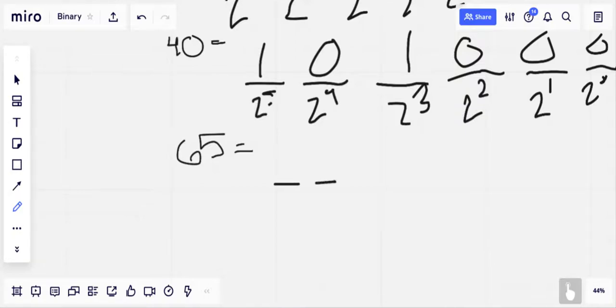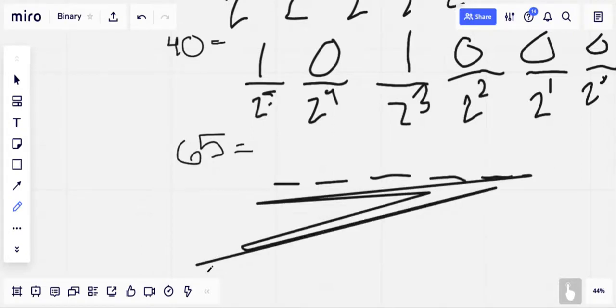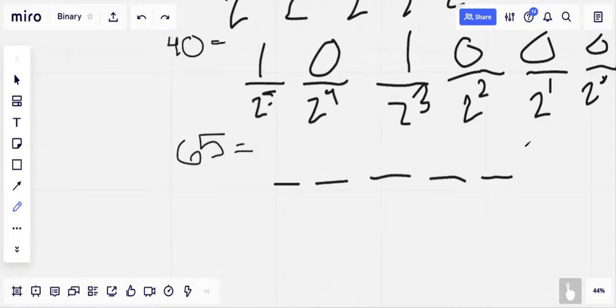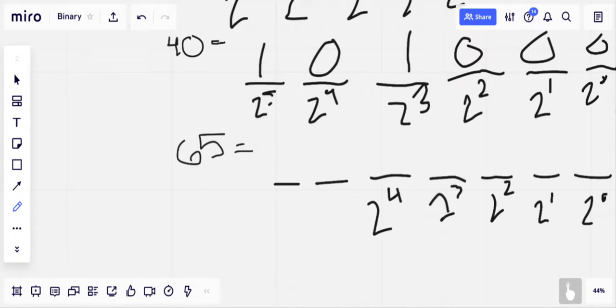So let's again draw the placeholders: 2 to the power 0, 2 to the power 1, 2 to the power 2, 2 to the power 3, 2 to the power 4, 2 to the power 5, and then 2 to the power 6. 2 to the power 6 is our closest one, and that's 64. So all we have to represent now is 1.